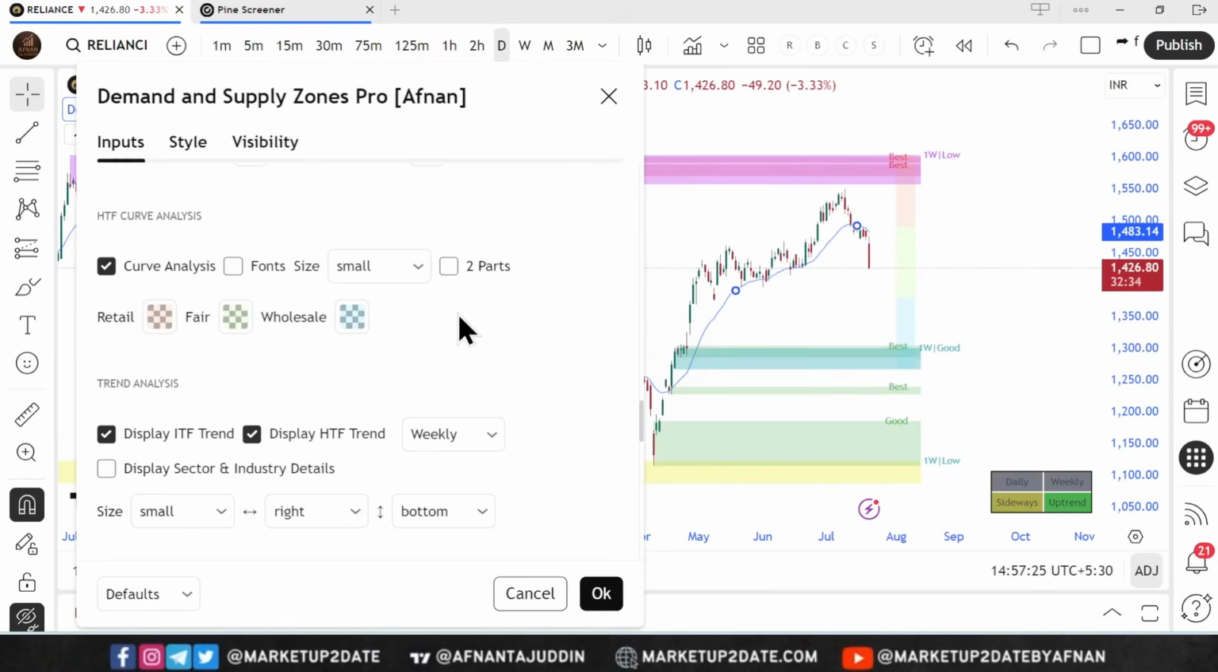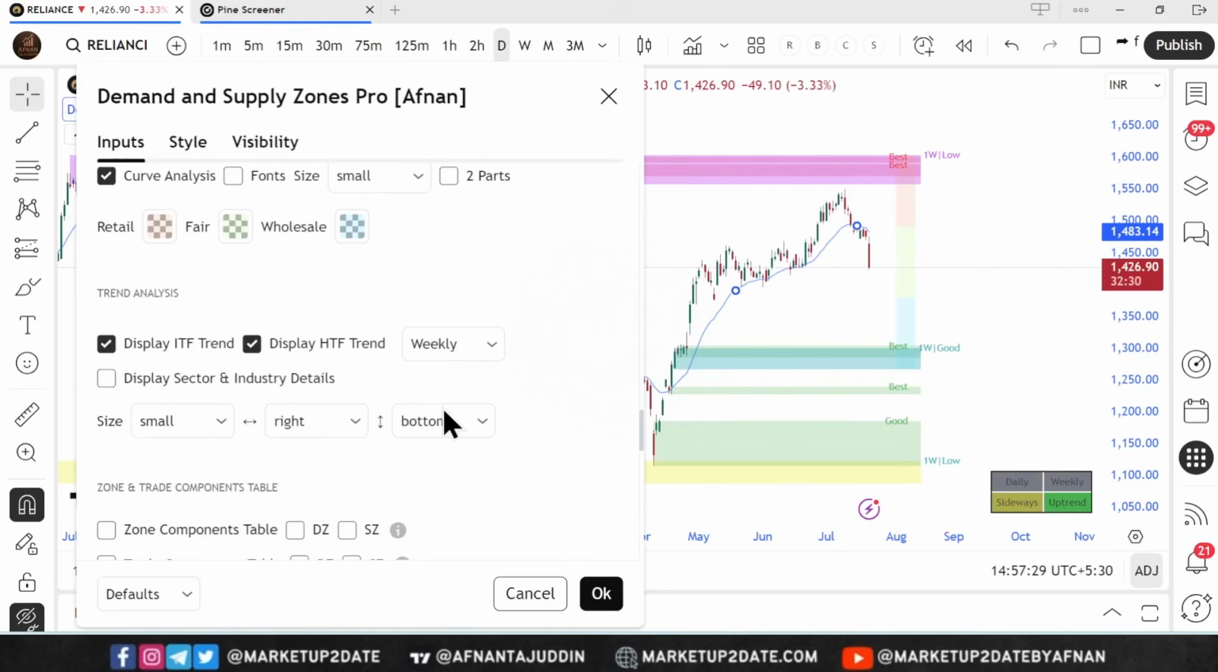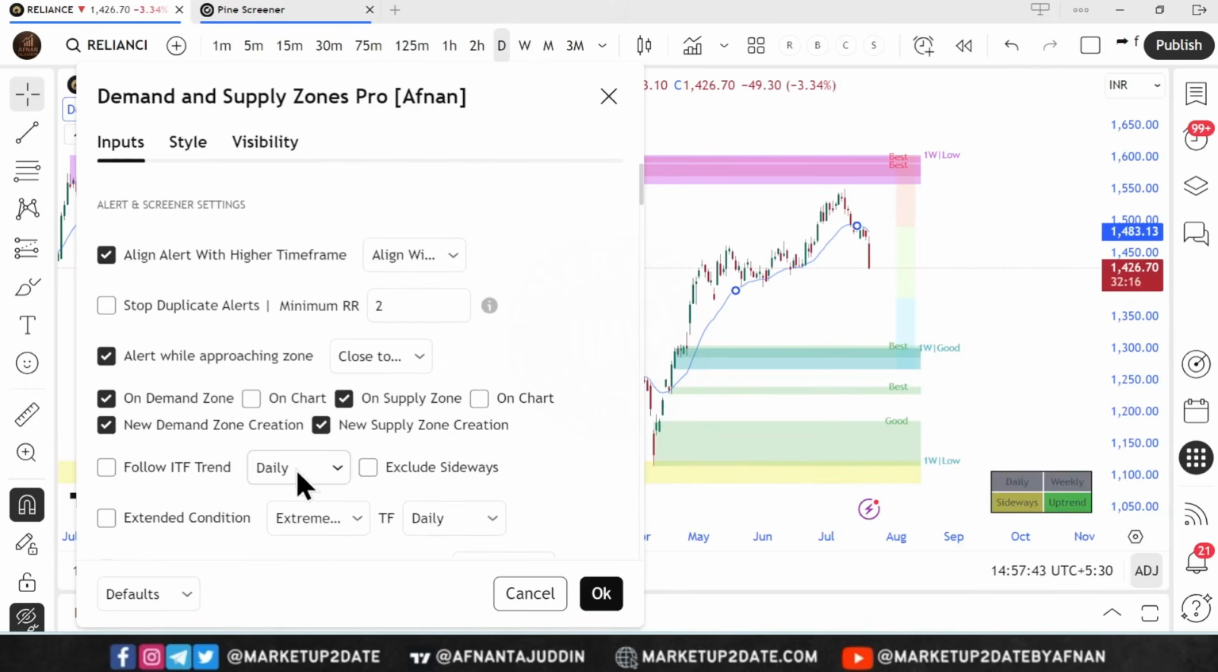Trend analysis section. This dashboard provides several tools for chart analysis and customization. You can enable or disable a trend table on your chart. You can select an intermediate time frame or a higher time frame for the trend analysis. The intermediate time frame is configured within the alert section.